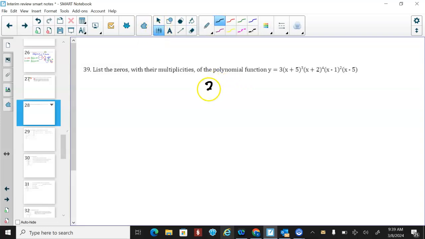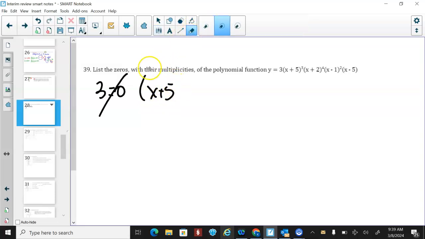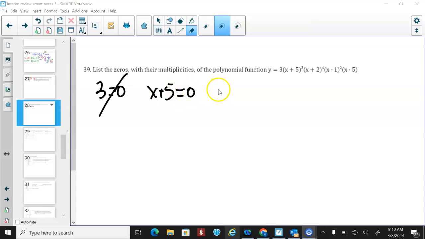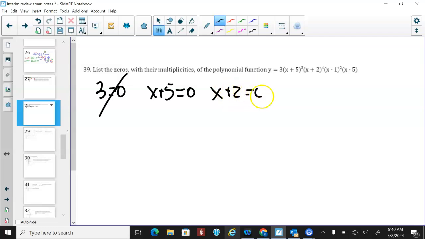All right, so I got 3 equals 0. Well, let's start right here at the beginning. I got 3 equals 0, which is not true. I got x plus 5 equals 0. And of course, you have x plus 2 equals 0. You got x minus 1 equals 0. And you got x minus 5 equals 0. So I took all these factors and set them equal to 0.